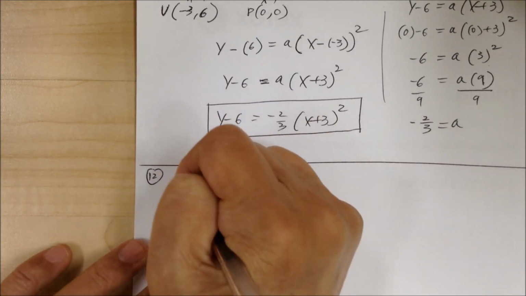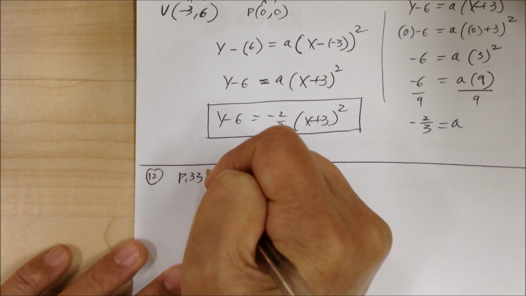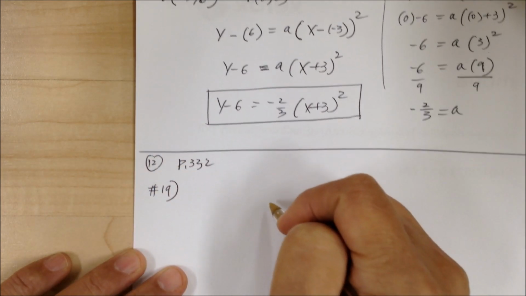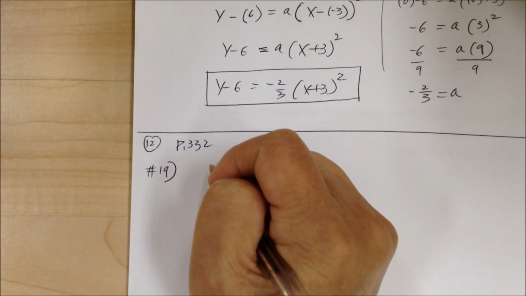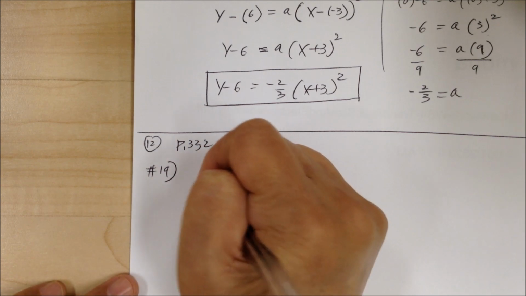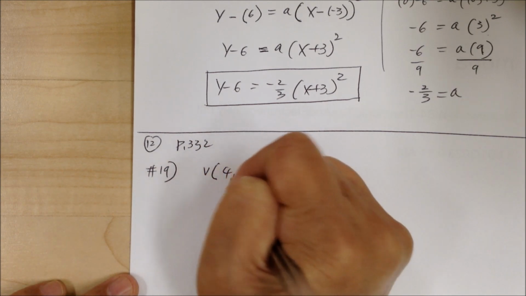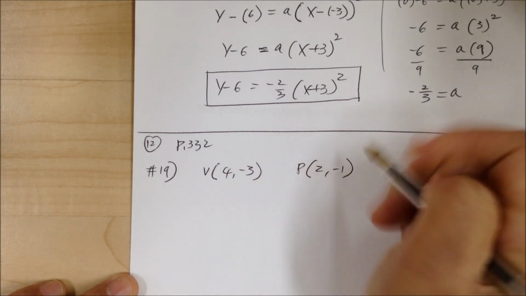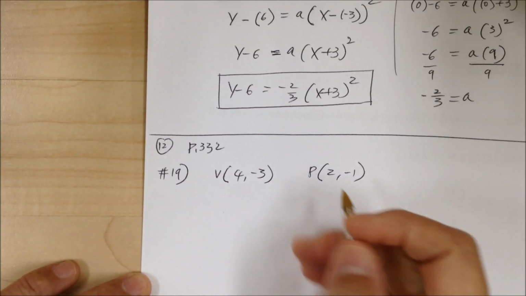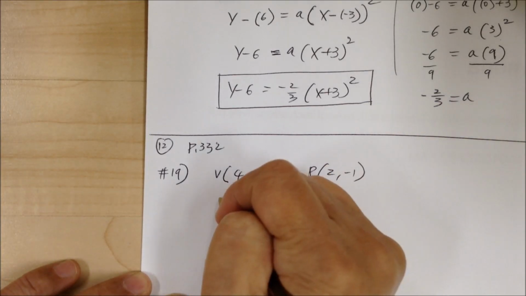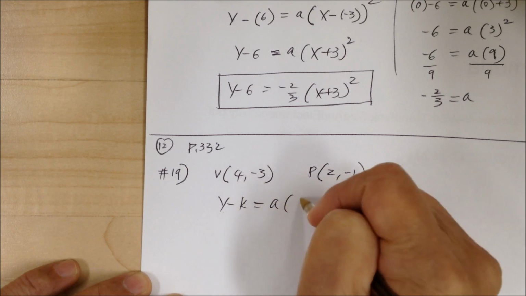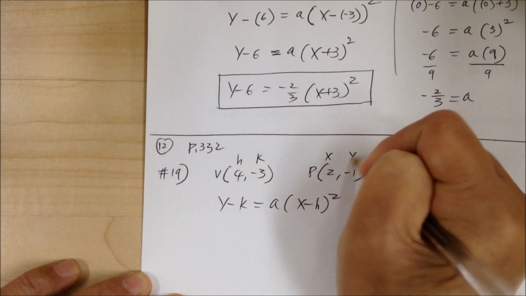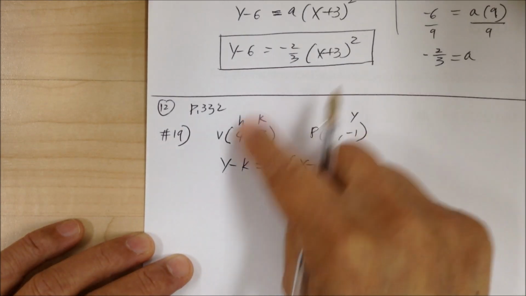Okay, so this is the same page, same type of problem, and this one we're going to do number 19. Again, your vertex is at 4, negative 3, and the point is 2, negative 1. So it's the same type of problem. Again, you have y minus k equal to a times x minus h squared. So that's your h and k, and that's your x and the y.